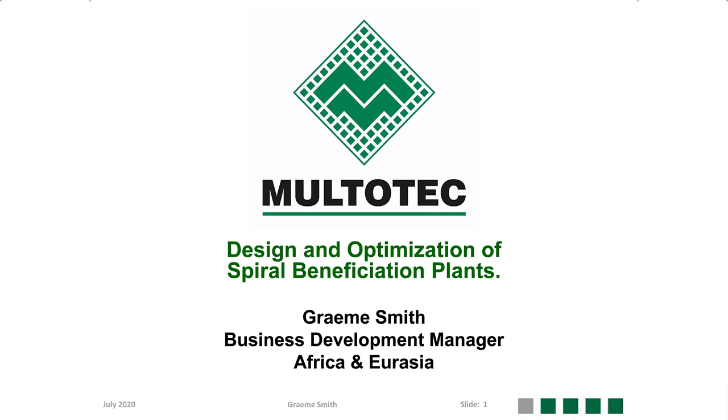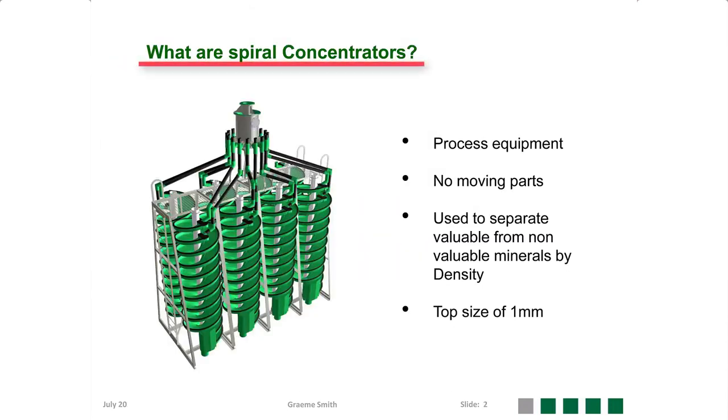I'm the Business Development Manager for Africa and Eurasia, and we're going to talk today about design and optimization of spiral beneficiation plants. So firstly, what are spirals? It's a process equipment with no moving parts used to separate valuable minerals from non-valuable, and typically with a top size of -1. We're going to take a short clip and actually see this in action.